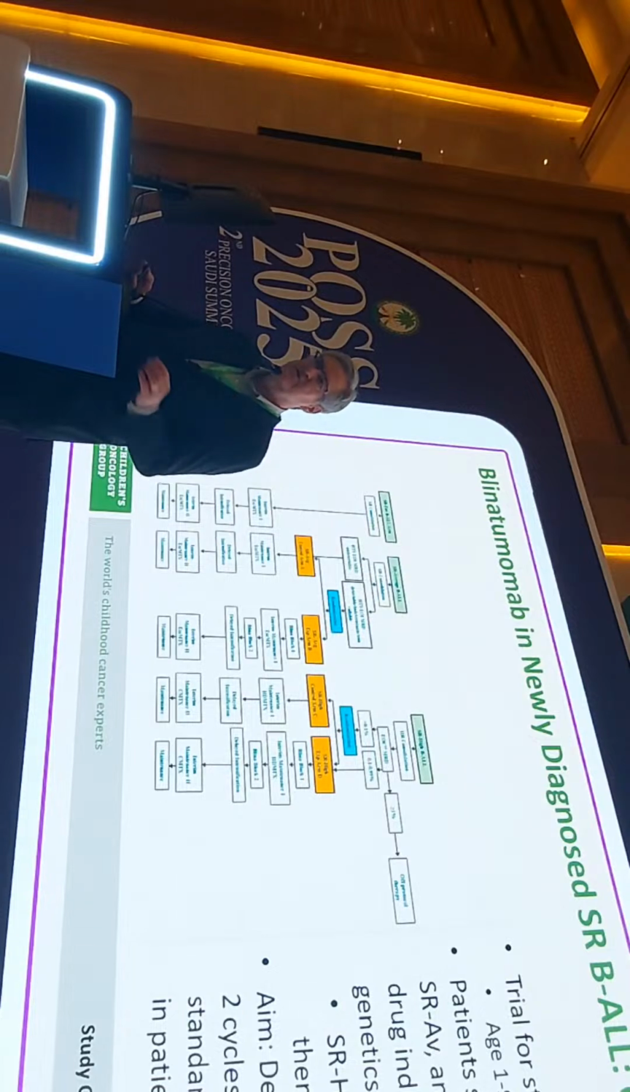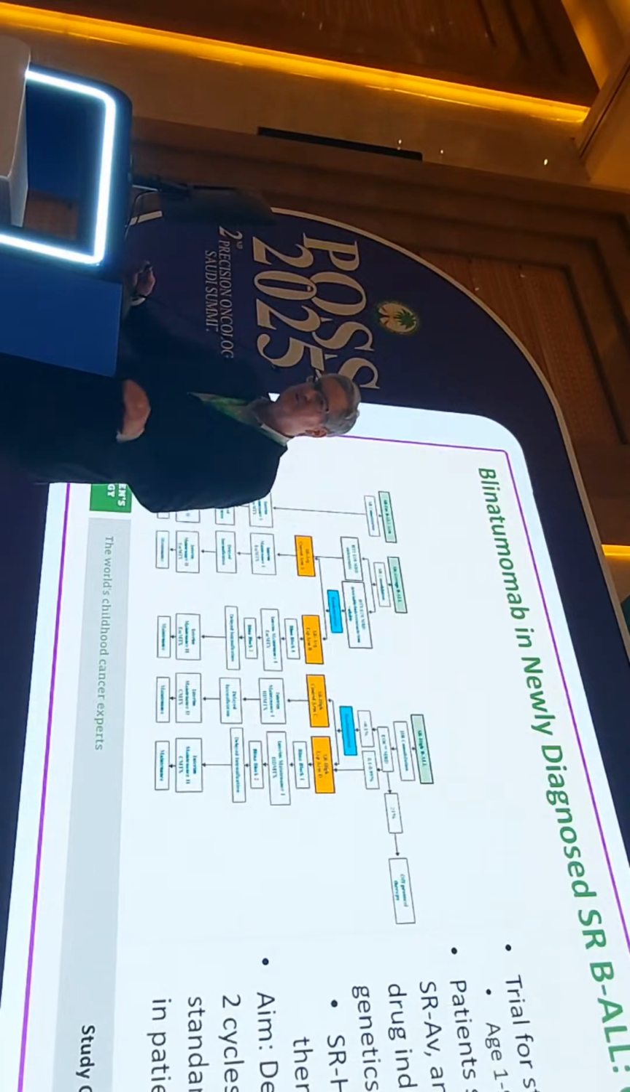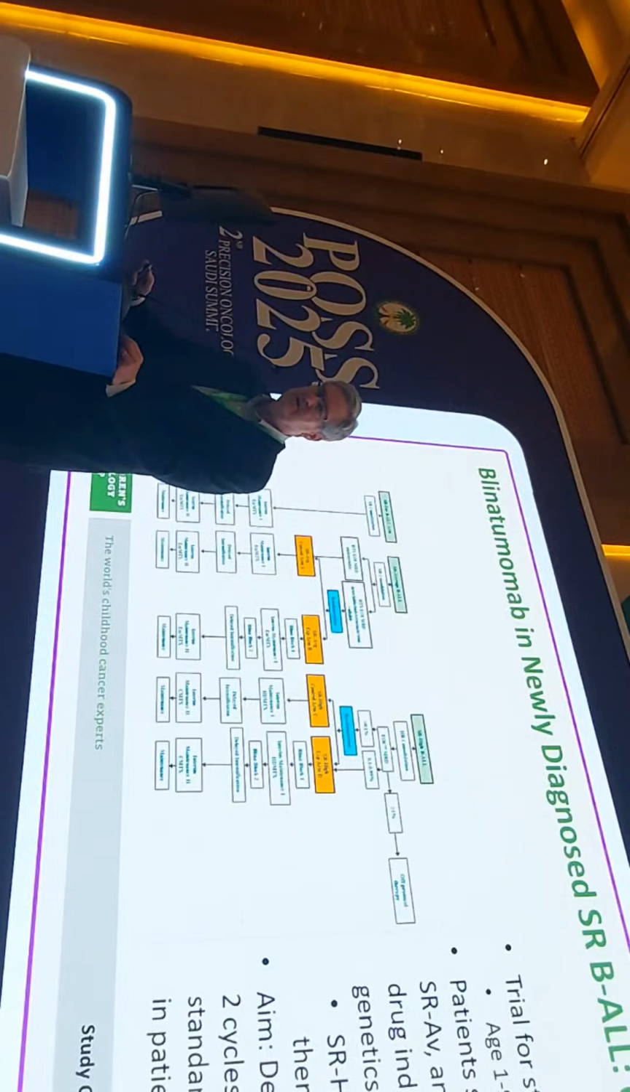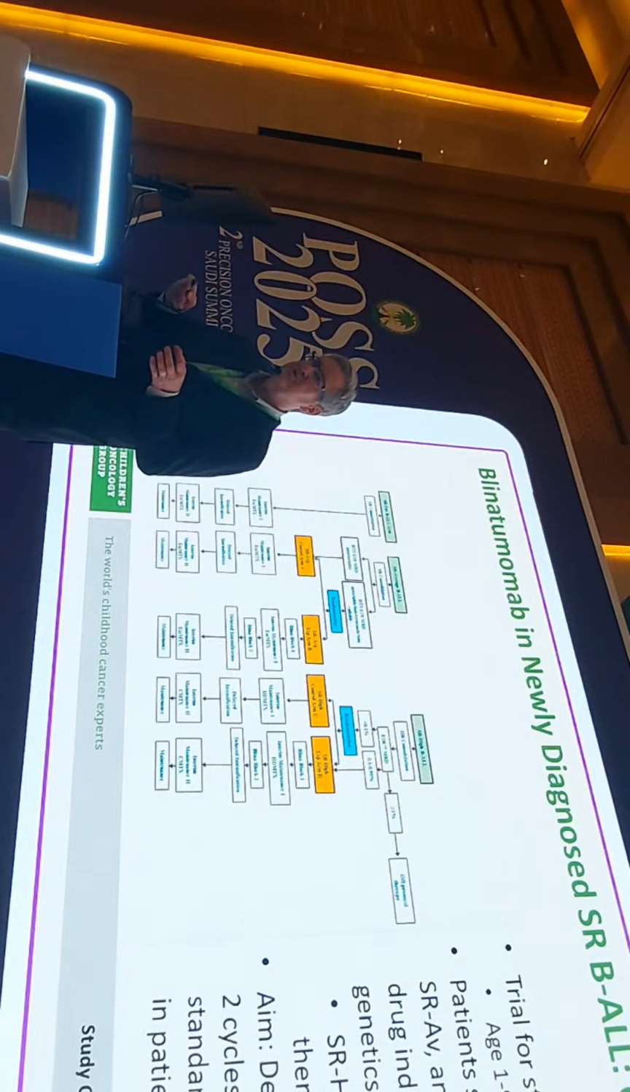The standard risk favorable group was known to have an outstanding outcome, greater than 98% event-free survival, greater than 99% overall survival. So those patients participated in a relatively low-intensity chemotherapy arm and did not participate in randomization. The 2 other groups were standard risk average and standard risk high.